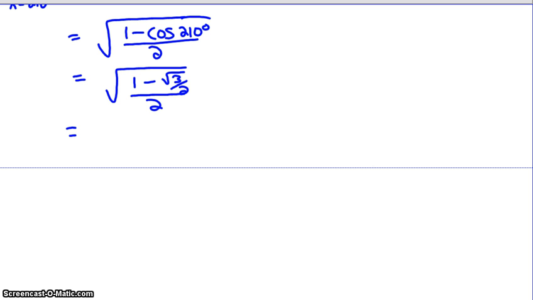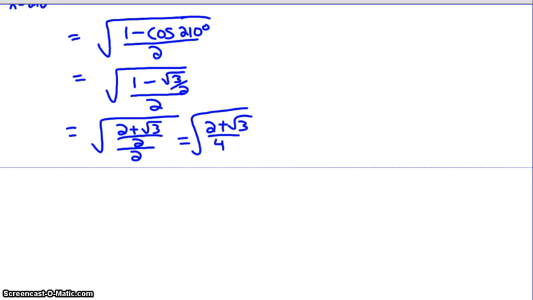Taking it one step farther, we'll see that we have the radical of 2 plus radical 3 over 2, all divided by 2. Now this is all under the radical, and so we end up with 2 plus radical 3 over 4 under our radical. Now that is nearly our answer. However, we may want to see this as the radical of 2 plus radical 3 all over 2. That is because the radical of 4 gives us the value of 2.